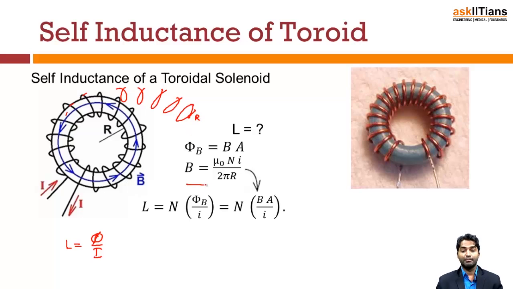So we could find out the magnetic field B is equal to mu naught N i upon 2 pi r. We need to understand this value. Easily we can find out the self-inductance L is equal to flux upon current. So flux can be N into B into the area. When we put this value, L is equal to N into mu naught into N into I upon 2 pi r, divided by current.